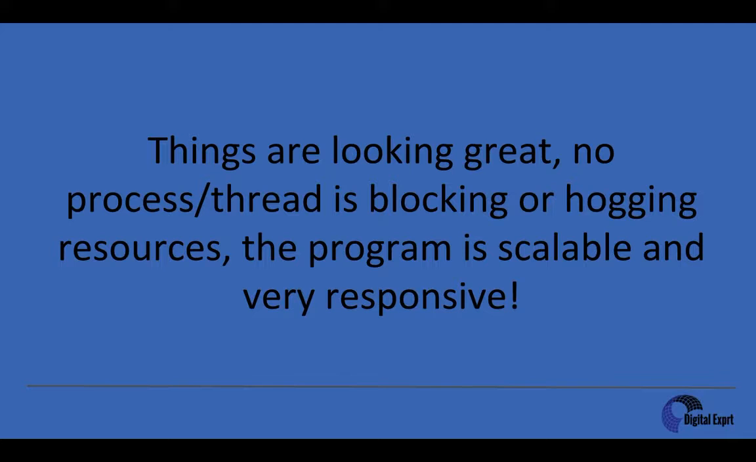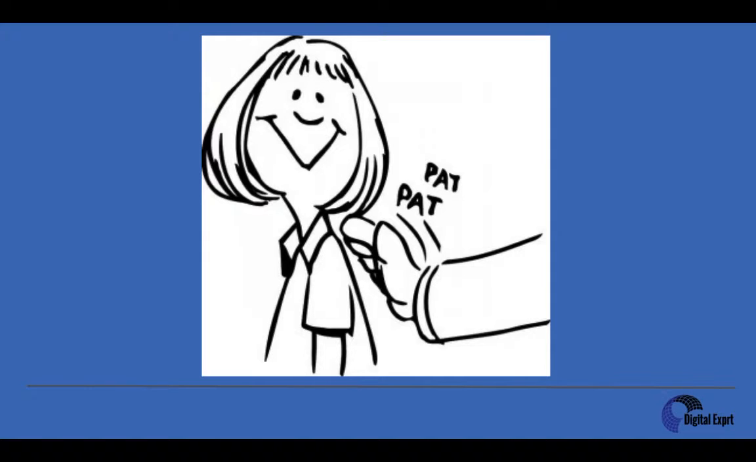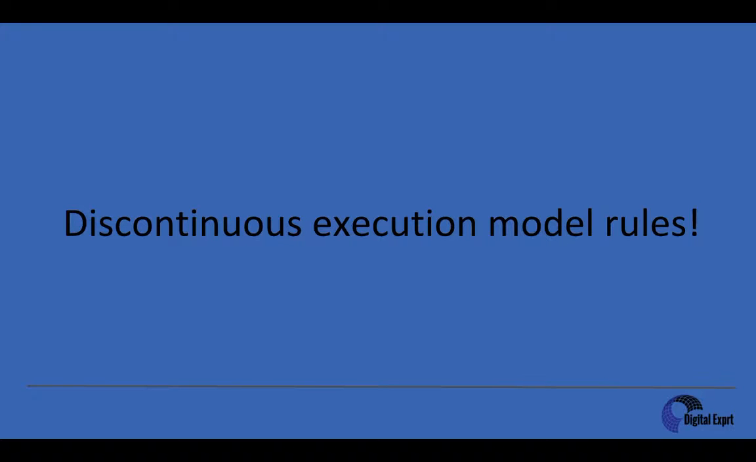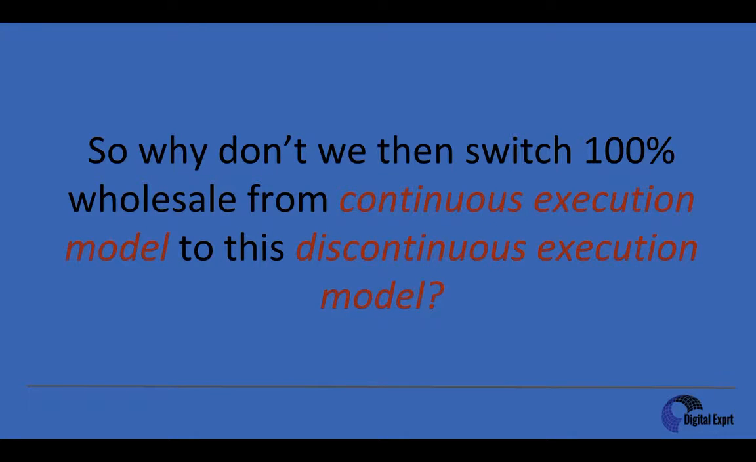So we pat ourselves on the back saying, okay, look, we removed the bottleneck, we are in great shape, good job everyone, fantastic. And we realized that this discontinuous execution model actually rules, and all of a sudden we were like, oh, what possessed us to be so fetishizing about this continuous sequential execution when discontinuous saves so many problems for us? And if that's the case, so we reach this point, we're asking ourselves, so why don't we now switch 100% wholesale, abandon the continuous execution model, and switch over to discontinuous execution model?